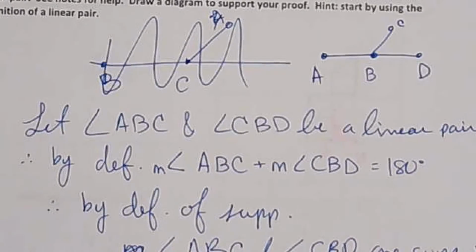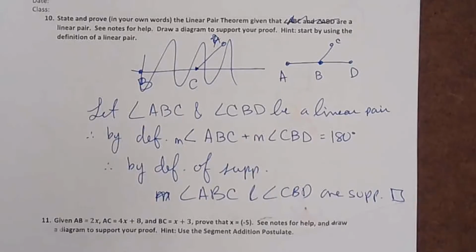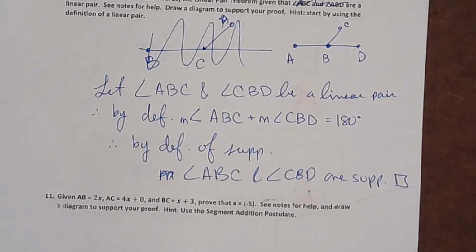And that's the proof. Let me zoom out a little bit. All right, here we go. So, why are we writing this? We let them be a linear pair, because the linear pair theorem says if they're a linear pair, then blank, right? So we say, well, let them be one. Let's assume they are. By definition, they must add up to 180, because that's what a linear pair is. By definition of supplementary, they are supplementary, because that fits the definition. They add up to 180.